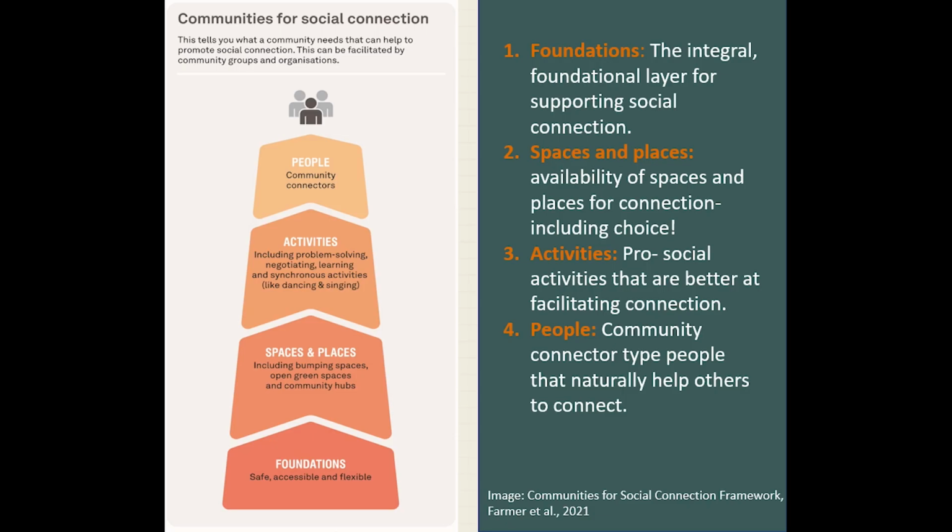So now that we know a little more about what social connection is and what the benefits are, how can we support and enable social connection? The Communities for Social Connection framework tells you what a community needs to support social connection. This pyramid can help organisations such as residential aged care providers to think through these 4 layers when trying to support and enable social connection for older people in residential aged care.